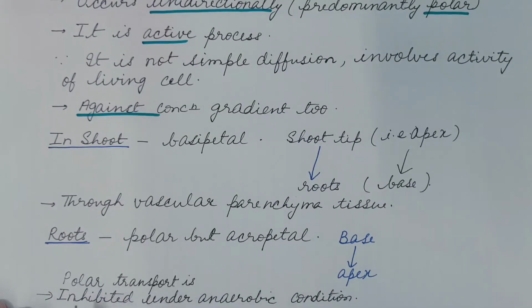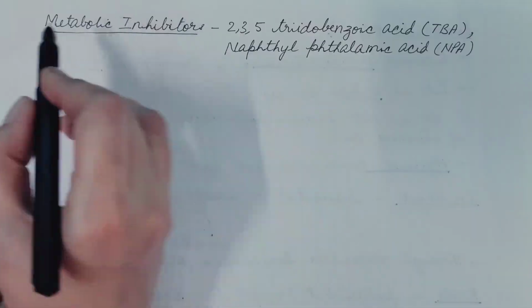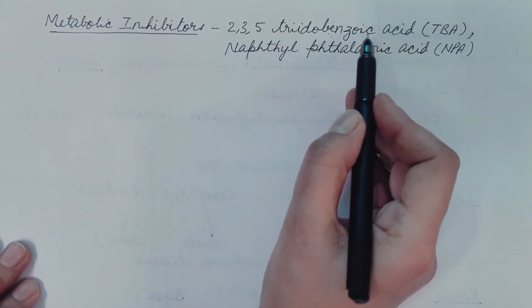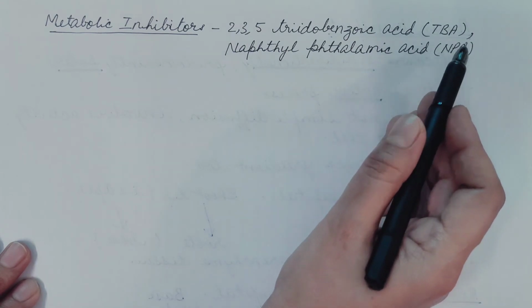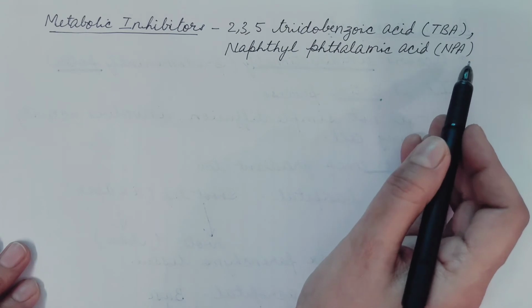Polar transport is inhibited under anaerobic conditions. It is also temperature sensitive. Some of the metabolic inhibitors of auxin transport are 2,3,5-triiodobenzoic acid, TIBA, and naphthylphthalamic acid, NPA.